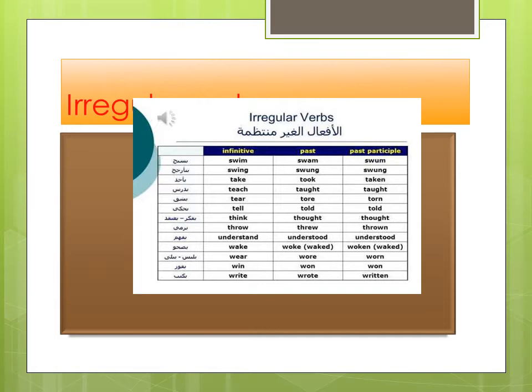Swing, swung, swung. Take, took, taken. Teach, taught, taught. Tear, tore, torn. Tell, told, told. Think, thought, thought. Throw, threw, thrown. Understand, understood, understood. Wake, woke, woken. Wear, wore, worn. Win, won, won. Write, wrote, written.